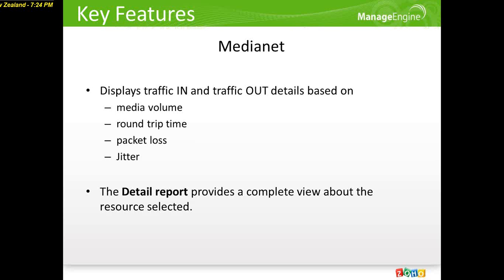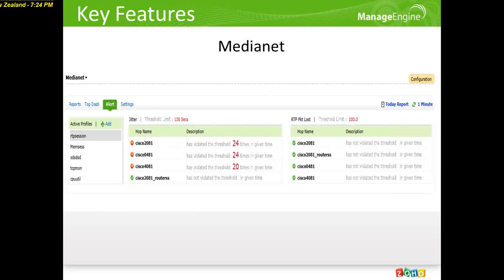The reports provided by MediaNet show up if the routers you are monitoring are exporting NetFlow packets with performance parameters like jitter, latency, and round trip time. Those will be listed over here. You can see the alert tab in the MediaNet reports.